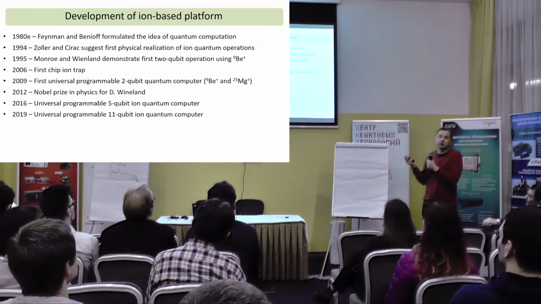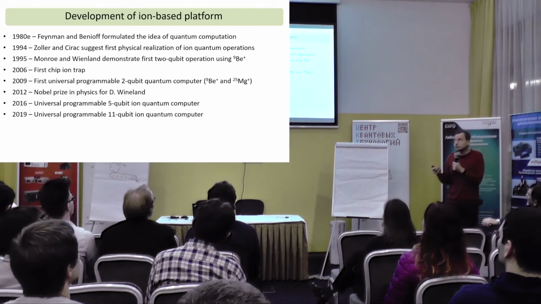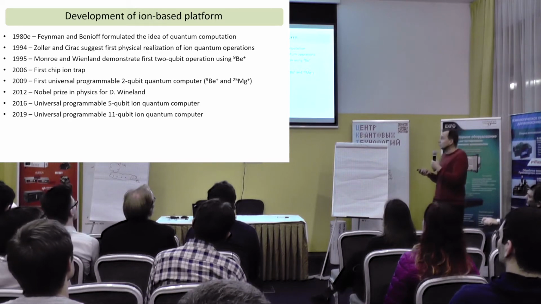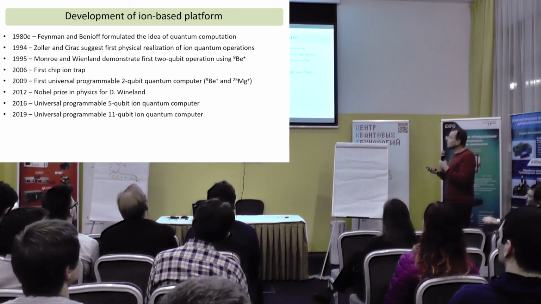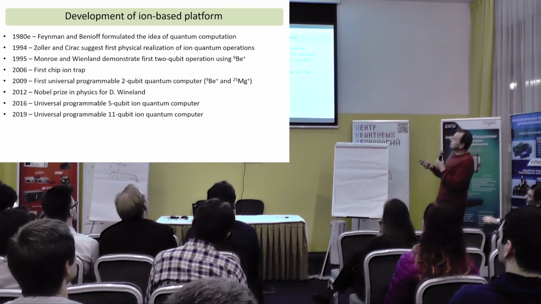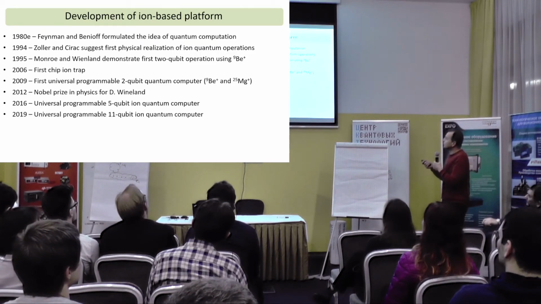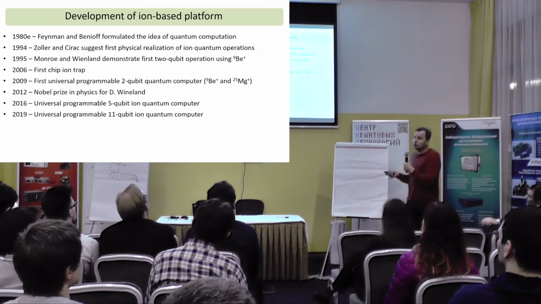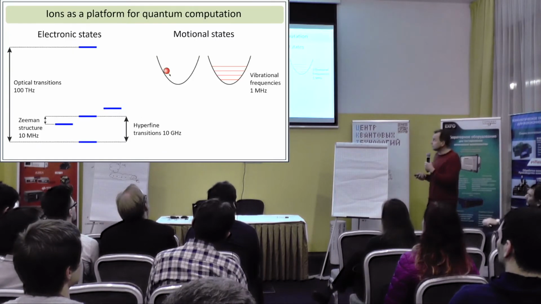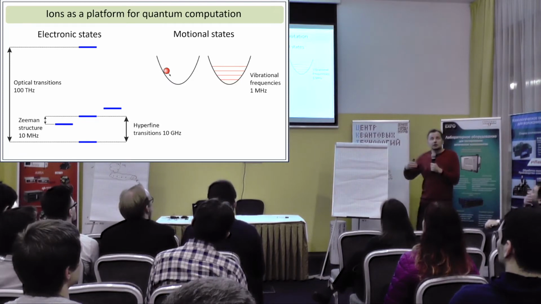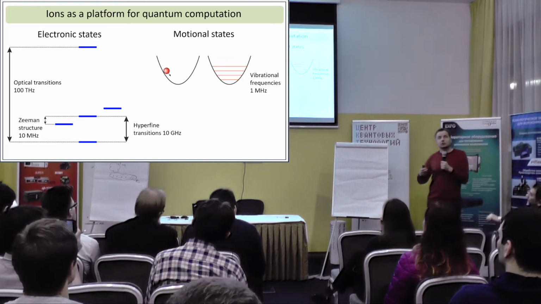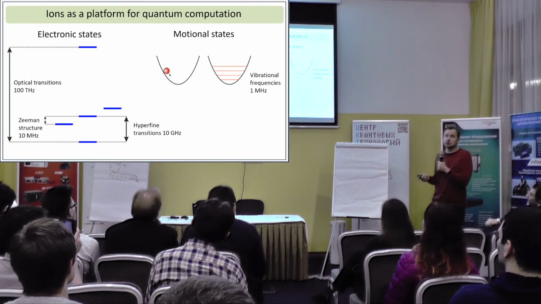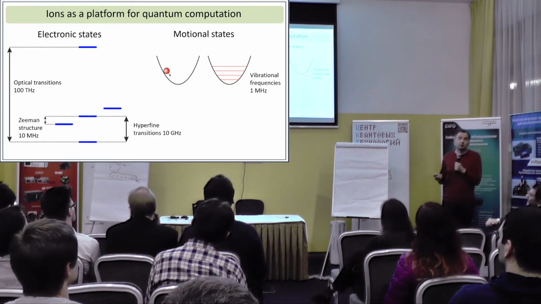Then in 2012, the well-known Nobel Prize for manipulation with single ions went to Dave Wineland. And then we see the progress, 5-qubit, 11-qubit, and I hope that it will go further in some sense. So if we go inside this story and we look in an ion, what we will see, there are several states which can be used for computation.